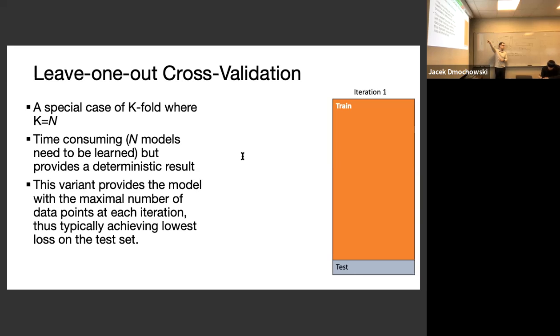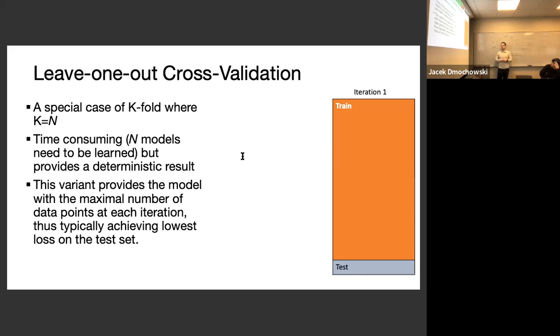Oh yeah, this is time consuming, right? You can't do this if your data set is a billion samples. That's kind of the one drawback of it. And sometimes it can give you overly optimistic results. I've seen this happen with leave one out.